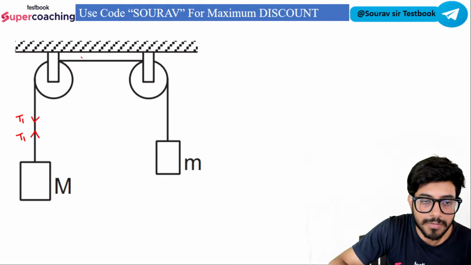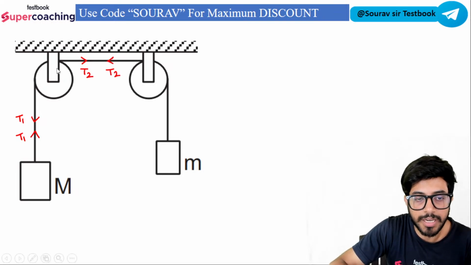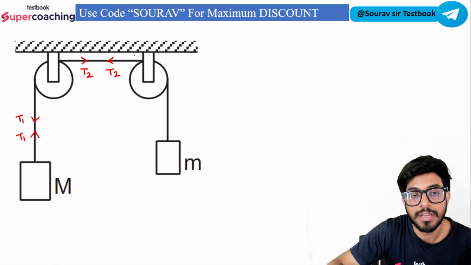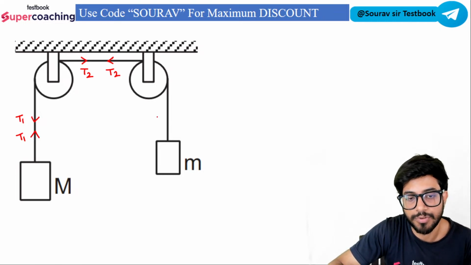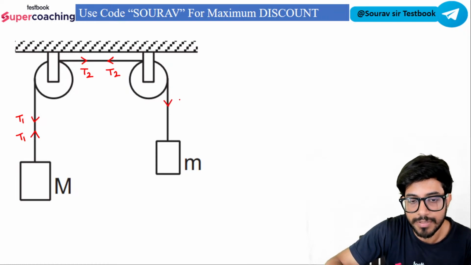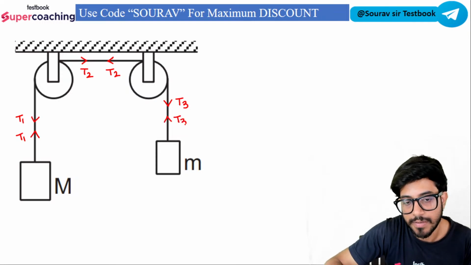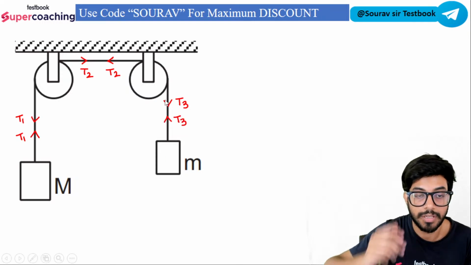Here tension is T2, T2. Of course this pulley is rotating, so tension on both the sides will be different. This pulley is also rotating, so tension on both the sides will be different. So this is T2, and this will be T3. So this is on the block, this is on the pulley.